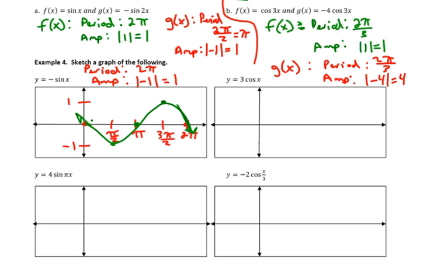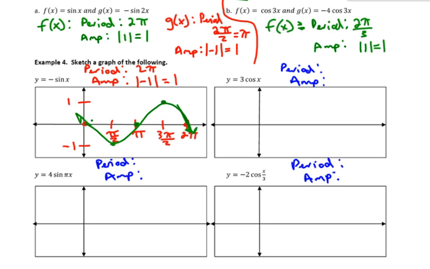So now I'm going to look at the next one. I want the period and the amplitude. So the period in this is 2 pi. There's nothing in front of the x, so I can divide by 1 if I wanted to, but I don't have to. And the amplitude is the absolute value of 3, which is 3. So this graph's going to go up 3, and it's going to go down 3.